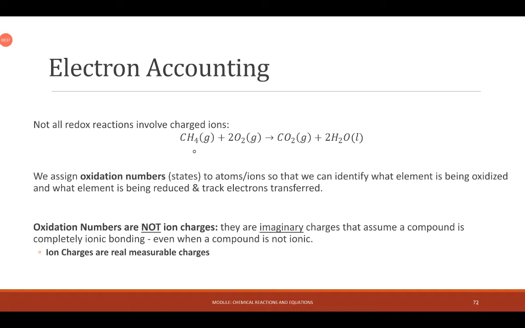We need oxidation states to help us track the electrons so that we can understand what's being oxidized and what's being reduced. Because not all redox reactions involve charged ions. And so this is a combustion of methane, and it's a redox reaction. But as you can see, this is a molecular compound. Molecular compounds are never made out of ions, so they're not really charged. Oxidation states are just imaginary charges to help us understand how the electrons are being moved around. In order to assign these charges, we're going to essentially pretend that everything is ionic.